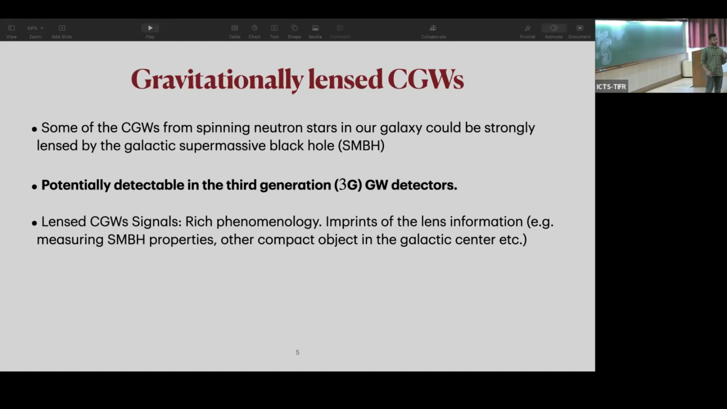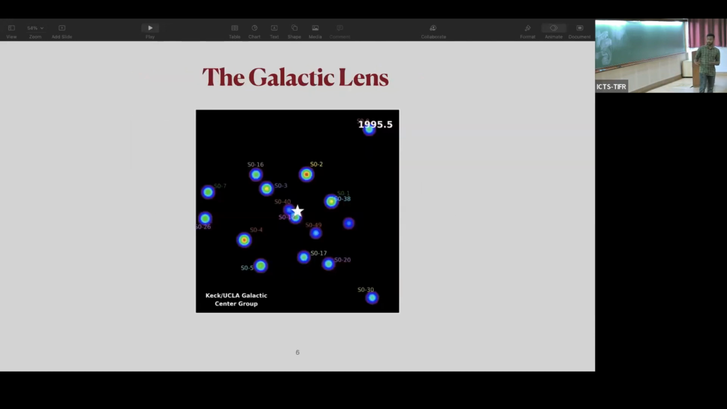Why we are so interested in lensed continuous gravitational waves is that they not only carry source properties like gravitational waves, there is also an imprint of the lens property. So for example, in our case, it would carry information about the mass of the central supermassive black hole, as well as the stellar environment around it. And I'll tell you why that is so.